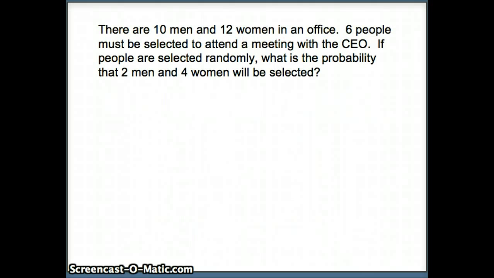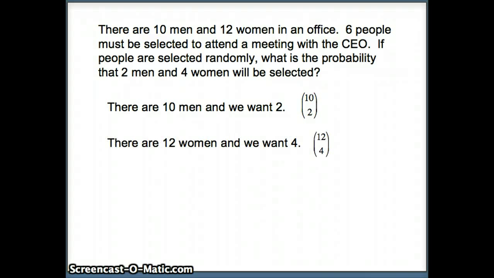Our next example, we have 10 men and 12 women in an office. 6 people must be selected to attend a meeting with the CEO. If people are selected randomly, what is the probability that 2 men and 4 women will be selected? So there are 10 men, we want 2. 12 women, we want 4. So how will that be represented? 10 choose 2 for the men, and 12 choose 4 for the women. How many people total in the office? 10 plus 12 is 22.